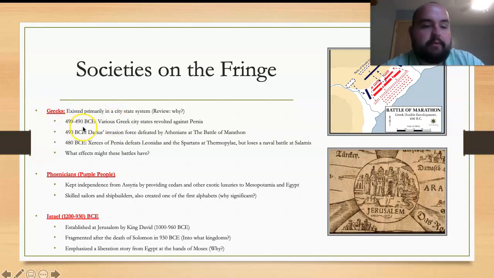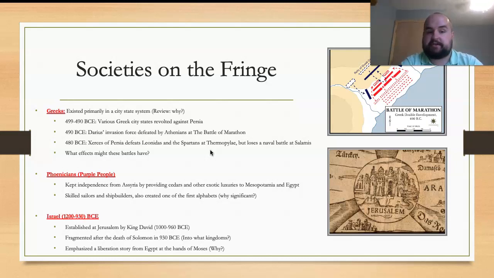From 499 to 490 BCE, as I alluded to earlier, the Greek city-states revolted against Persia. By 490, Darius' invasion force had been defeated by the Athenians at the infamous Battle of Marathon. By 480, Xerxes defeated Leonidas and the Spartans at Thermopylae, but lost a naval battle at Salamis, which ultimately ended in their invasion.